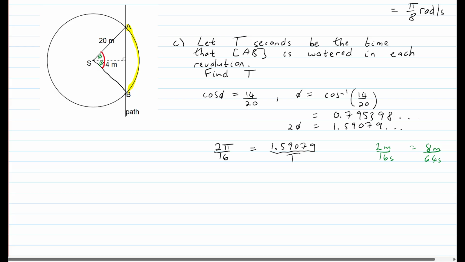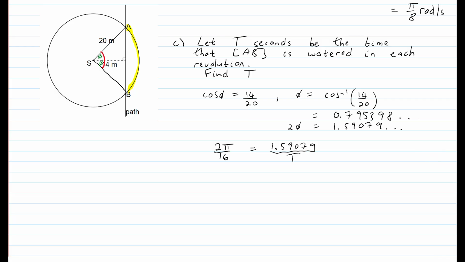And now we can just rearrange to find t. So therefore, t is equal to 1.59079 and so on, divided by 2 pi over 16. You can simplify it if you want, but as we've got our calculator, I'll just leave the expression as it is. So we'll go and solve that on the calculator.